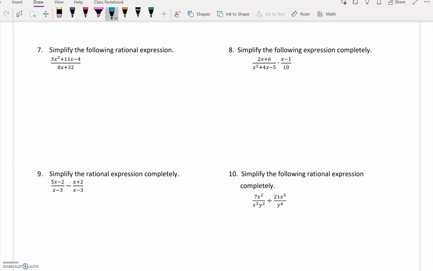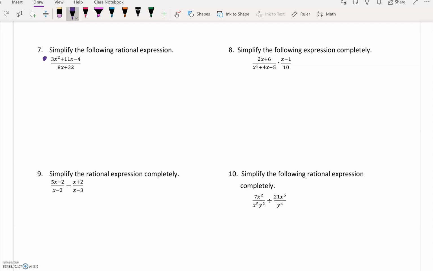All right, so this is the second video to finish our Capstone Review A. So we're on question number 7, and that's asking us to simplify this rational expression. So to simplify, we're looking for common factors in the numerator and denominator. I can't find any common factors until I have factored.